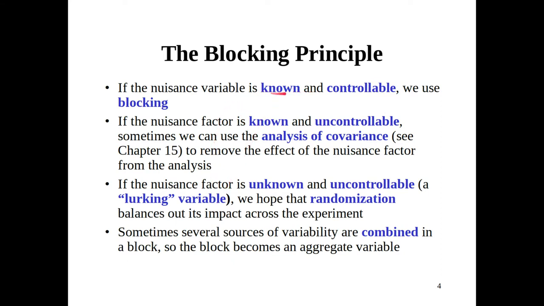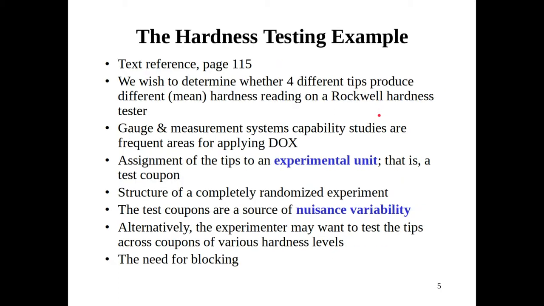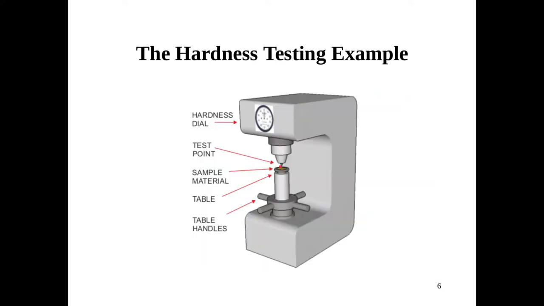Well, we know it, right? It is a known variable. The test coupon is going to cause variability. We know in advance, it's known, and to some extent it is controllable. The choice of the test coupon can be to some extent controlled by the experimenter. Alternatively, the experimenter may want to test the tips across coupons of various hardness levels, right? We can choose the coupons of various hardness levels.